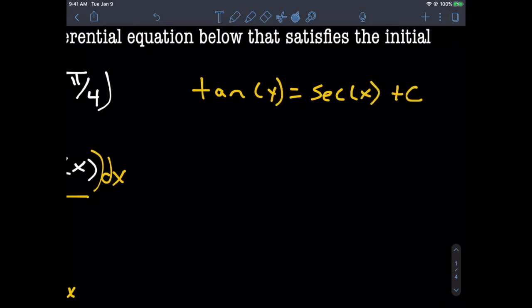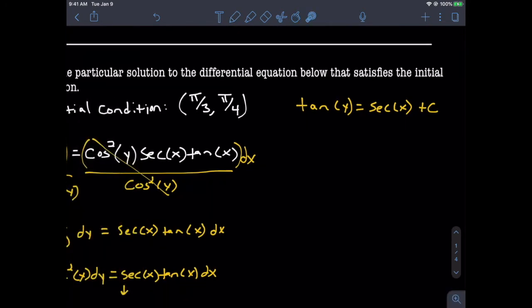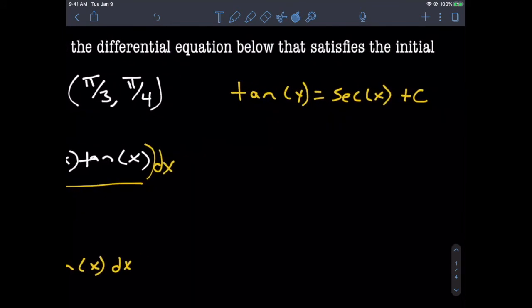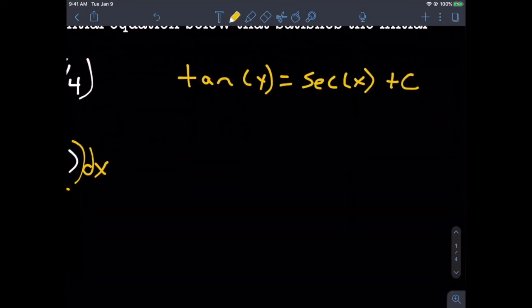And this is where we part from our general solution procedure. Here we want to incorporate our initial condition back into our equation, rather than solving for y right away. So what does that mean?